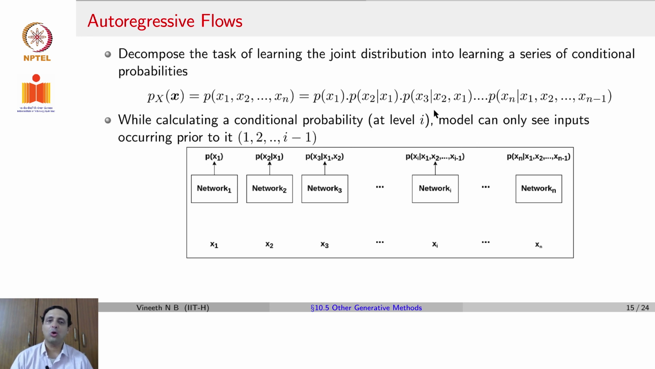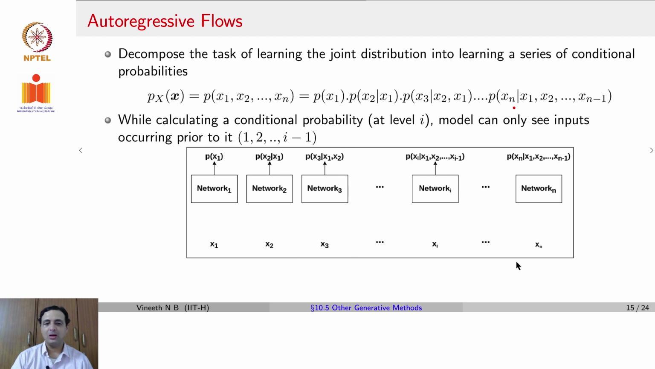So let's see how to use autoregression for generation. We decompose the task of trying to find the PDF of the real world data, P of x1 to xn, which is the probability density function of the real data given to us, as P of x1 into conditional P of x2 given x1, and so on till P of xn given x1, x2 till xn minus 1. So while calculating a conditional probability at a certain level, the model can only see inputs occurring prior to it. Let's see how this would work.